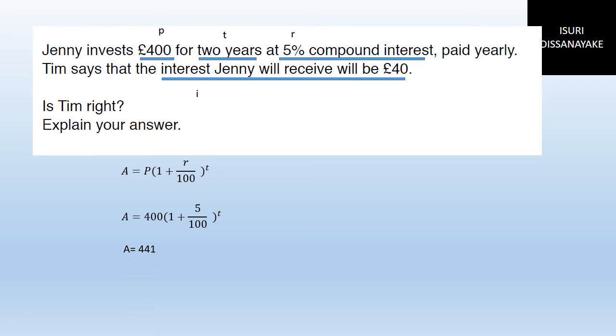Such that A, the total amount, is equal to 441. We want to check for the interest. So the interest: A equals P plus I, whereas the total amount is 441. Initial amount is 400 plus I. Interest here is £41. So is Tim right? No, he is not right, because he thinks that Jenny will receive £40 only.